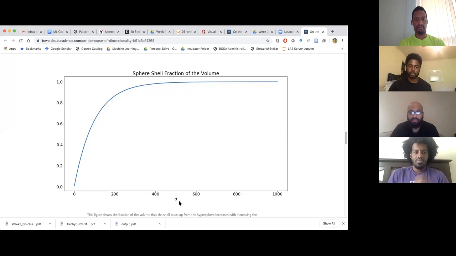So D represents the dimensions, and as you can see, when we have a low number of dimensions, the outer shell doesn't take up that much, but it pretty quickly goes up where, around 200 or I guess 400, the outer shell represents most of the volume of this higher order dimension data set space.